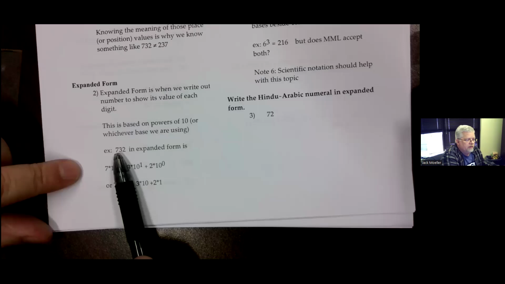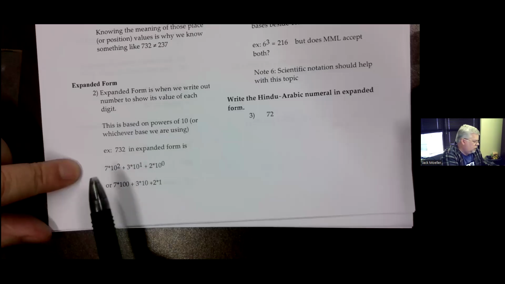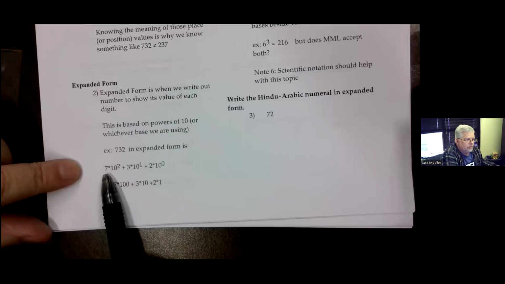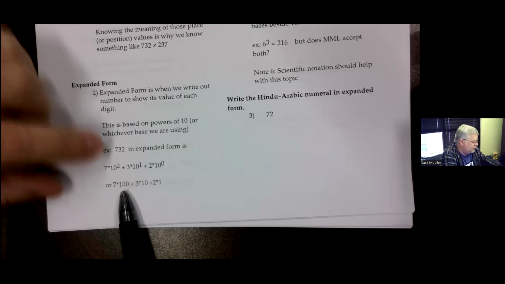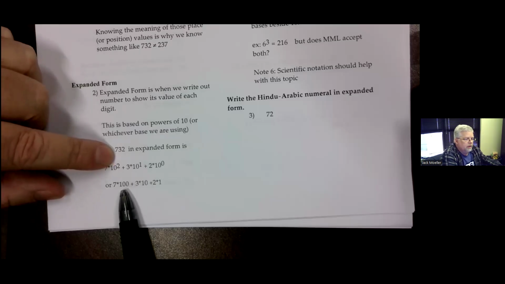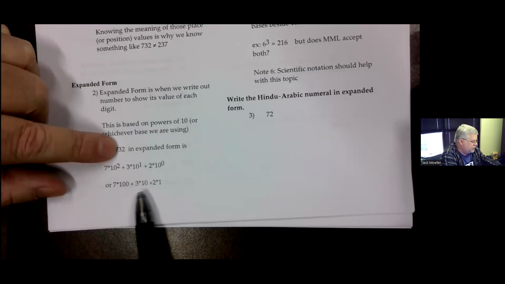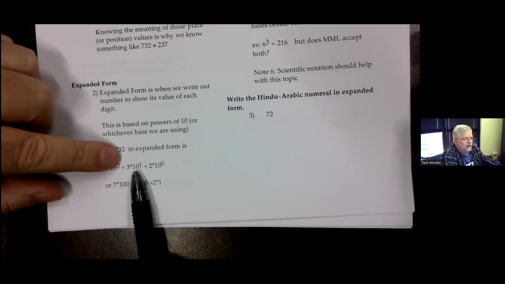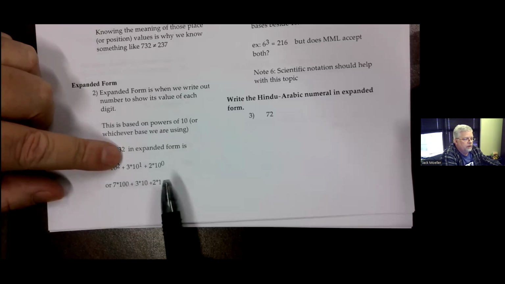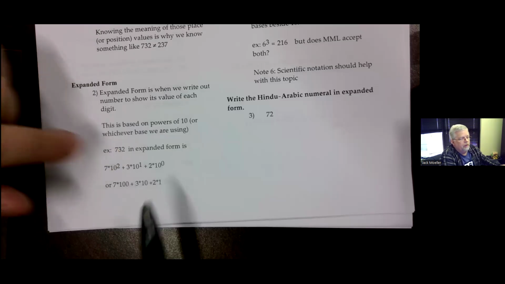Well, we know the 7 is 700. So we can write that as 7 times, now, we could write it as 100. But if we're talking about powers of 10, 100 is 10 squared. And then that 3 is 30, which means 3 times 10. Or if we do it in exponent form, 3 times 10 to the first. And then the 2, that's 2 ones. So 2 times 1. Or 10 to the 0 also means 1.